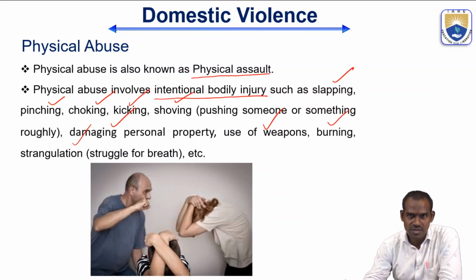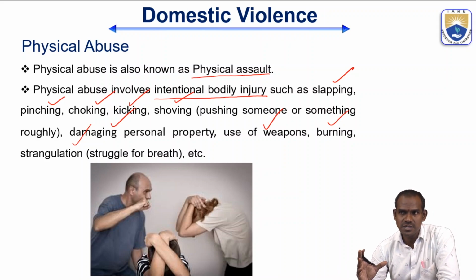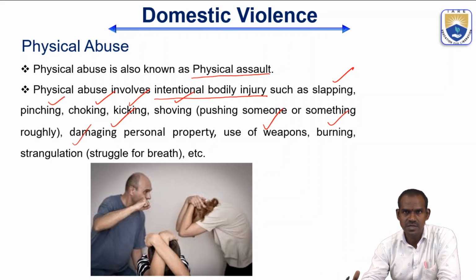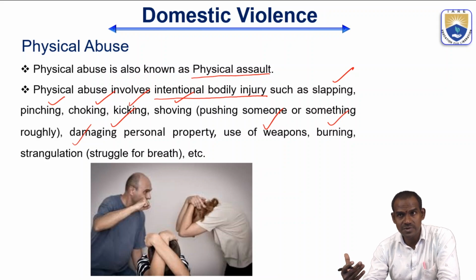Strangulation is nothing but if someone is holding the throat, then what will happen? Their breath will be stopped for a certain time. So there will be a struggle for breath. That condition is called strangulation. That is also a major form of physical abuse or physical violence.